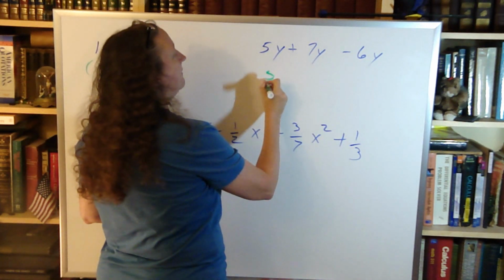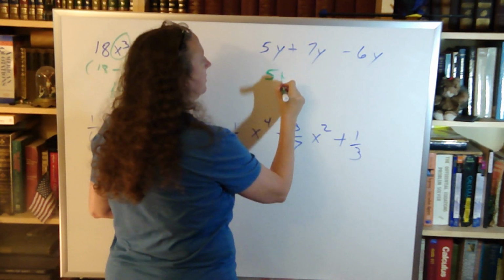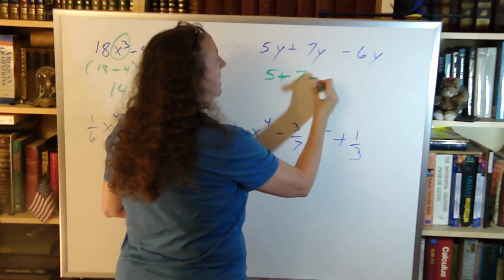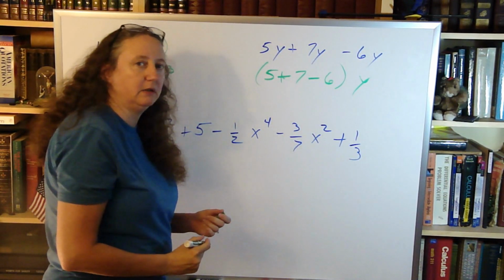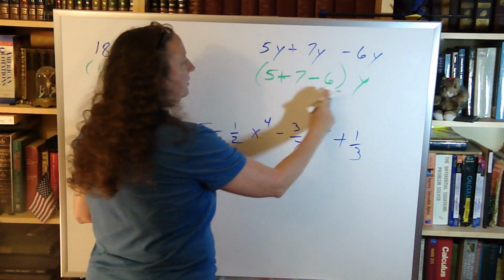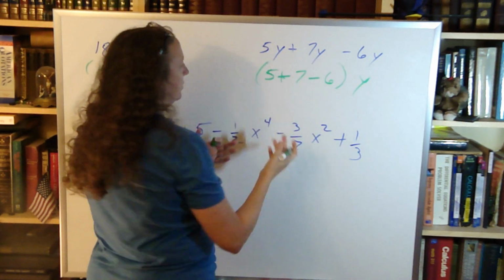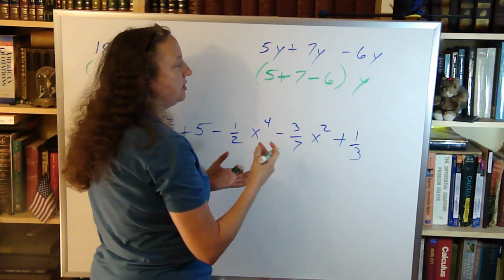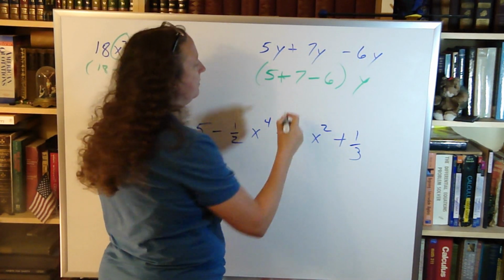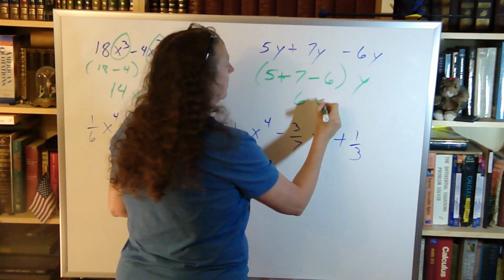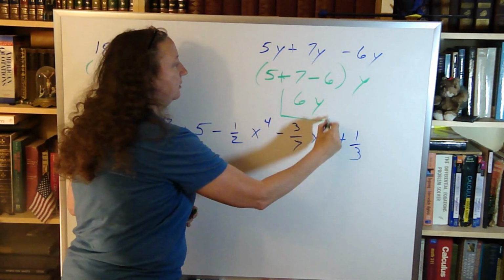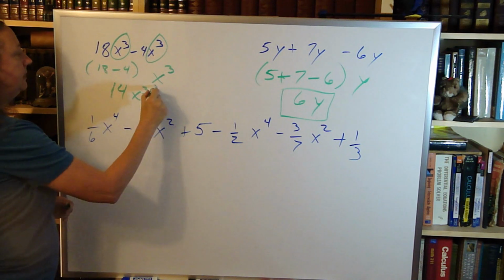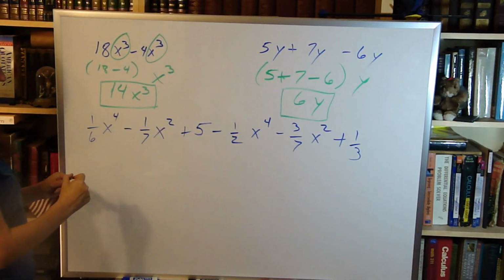So we have 5 plus 7 minus 6. All of that is being multiplied by that y. Add these together, subtract, whichever way you want to do your order of operations. Grab your calculator if you need to, and you get 6y. So my answer here, 6y. My answer over here, 14x to the third.